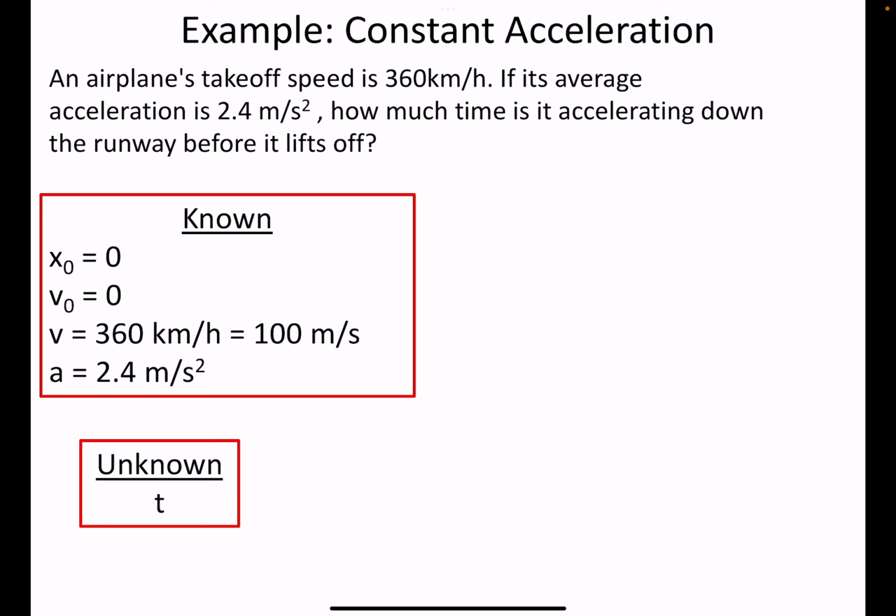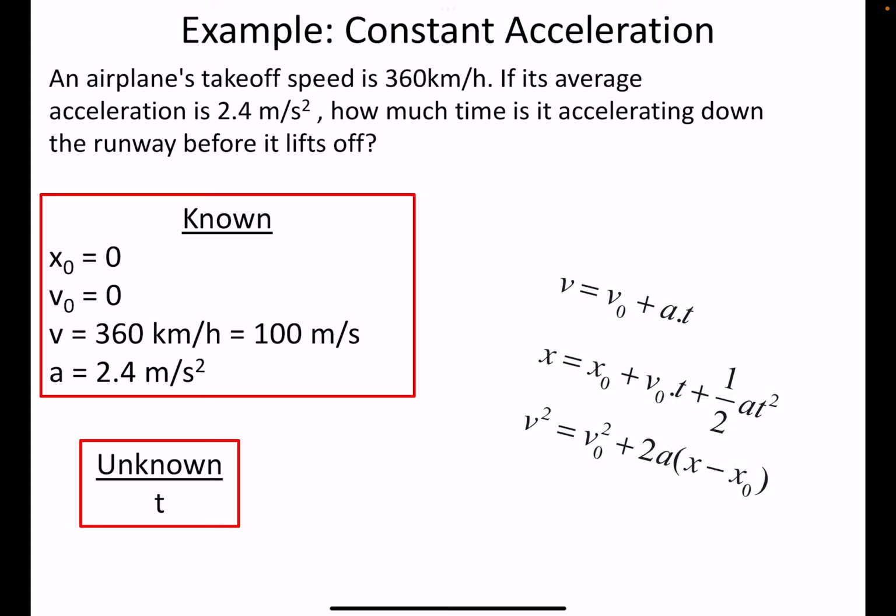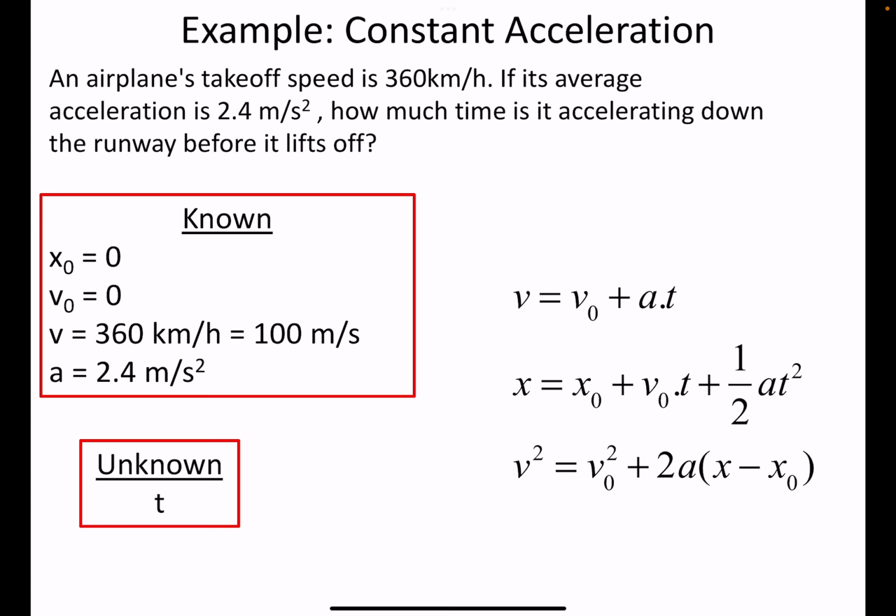But first of all, we need to convert this kilometer per hour to meter per second. We want to turn everything into SI units first. So what are the known quantities? We know the initial position, initial velocity, and this I would call the final velocity, right? Acceleration. And we want to find t.